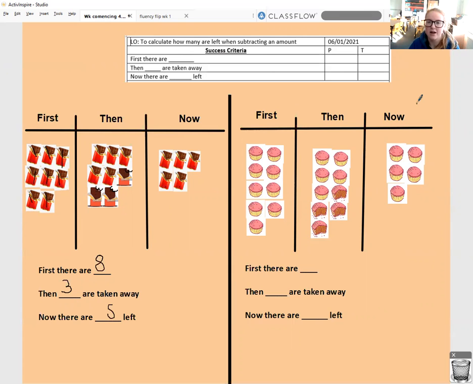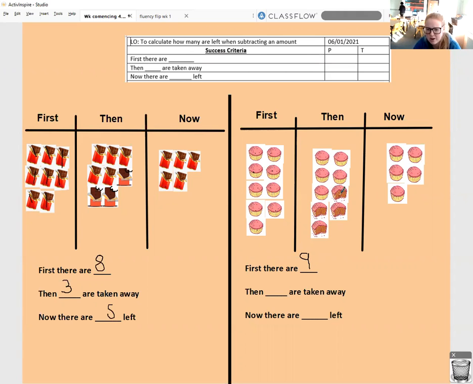Fantastic. Okay, let's have a look. Let's go through this one together. So first, how many cakes do we have? First, there are 1, 2, 3, 4, 5, 6, 7, 8, 9. First, there are 9 cakes.